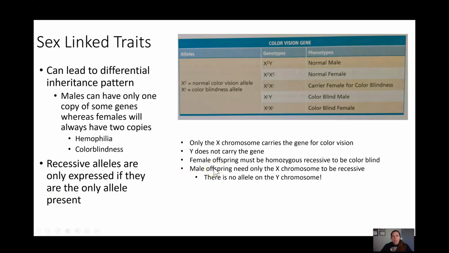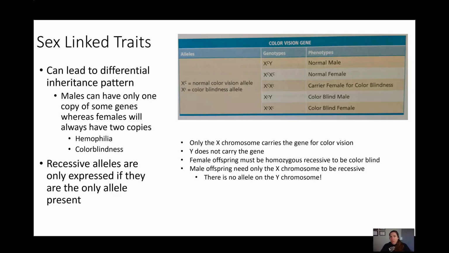So remember that the definition of a recessive allele or a recessive gene is that the recessive trait is only expressed if both alleles have that recessive gene found on them. So since only the X chromosome carries that gene for color vision and the Y chromosome doesn't carry it, the females have to be homozygous. In other words, both of those X chromosomes have to carry the recessive allele for a female to be colorblind. Whereas for males, only the X chromosome from the mother has to carry that recessive gene because there is no gene on the Y chromosome.